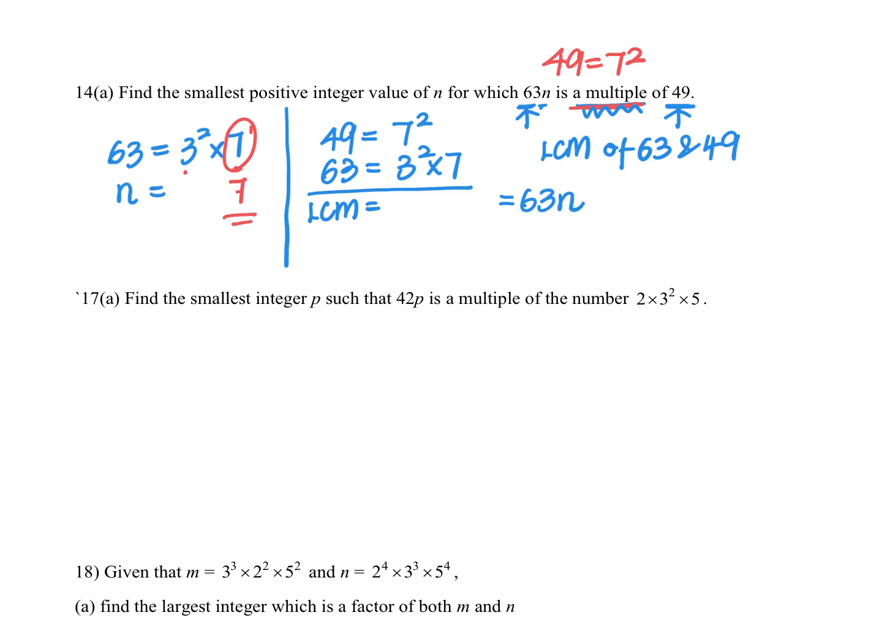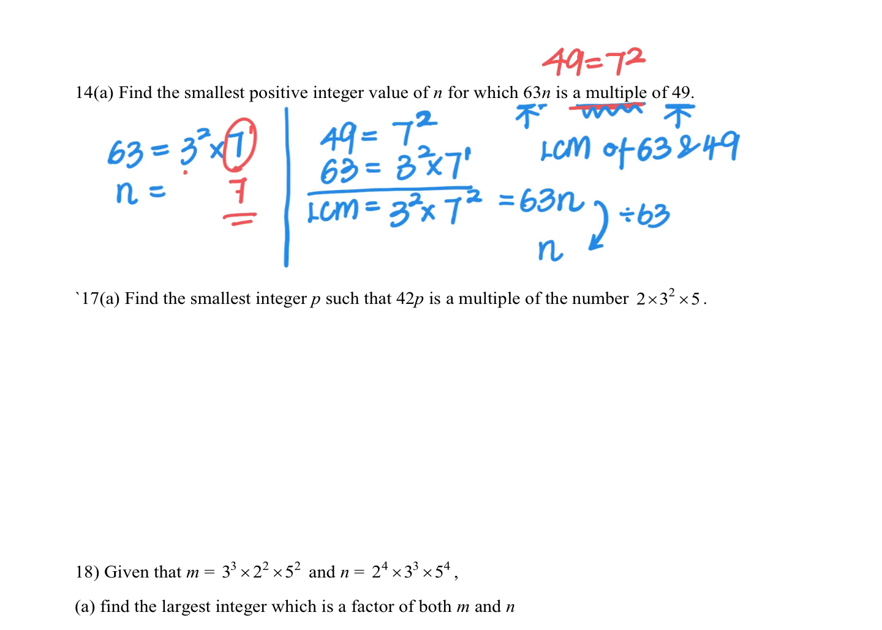So let's find the LCM. What's the LCM going to be? I'm going to choose all the factors with the highest power. So this LCM is actually the 63n. But I do not want to know what 63n is, I want to know what n is. So how do I change from 63n to n? I need to divide by 63.